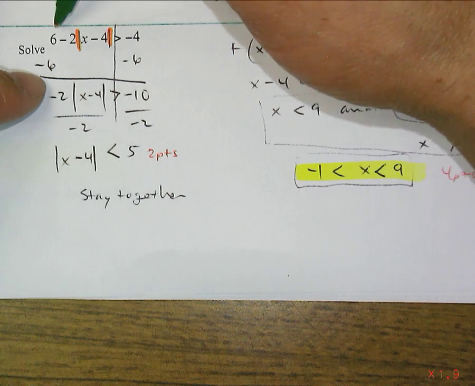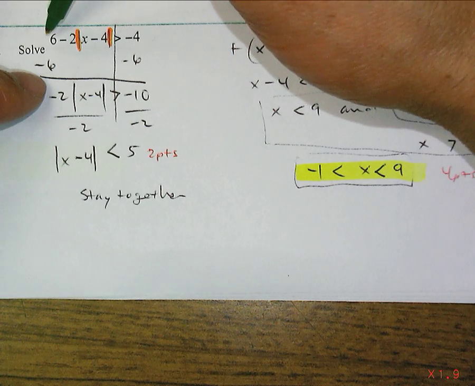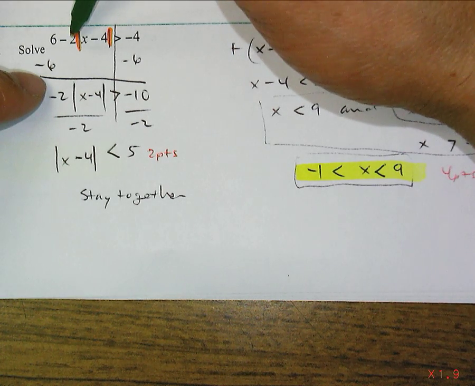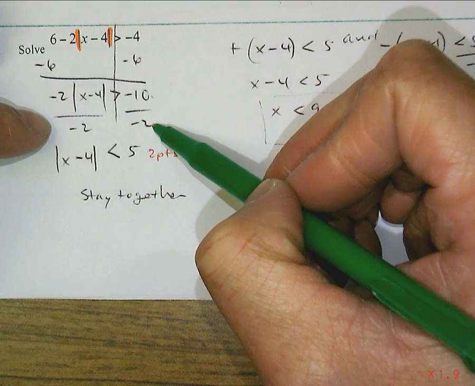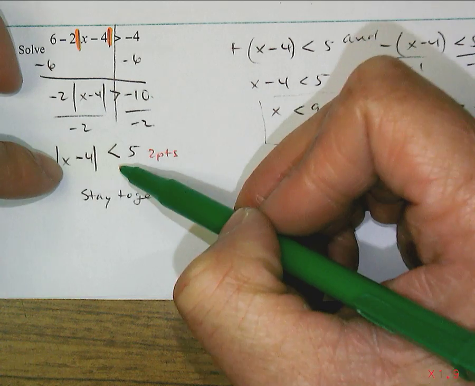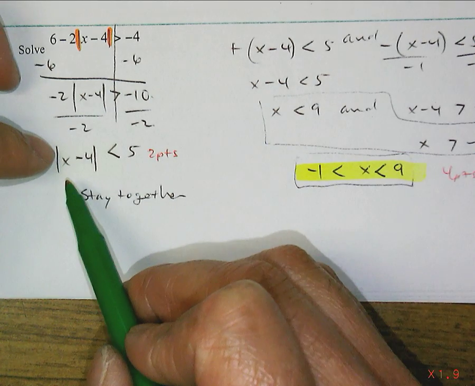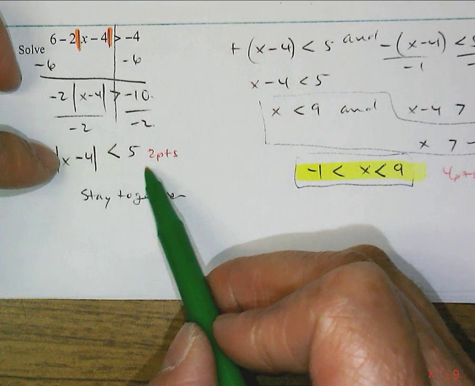Remember, look at the relationships. It's not 6 minus 2. It's 6 and then minus -2 times this expression. So subtract 6 first, then divide by -2. Remember, when you divide by a negative, make sure to flip the inequality sign. If you got absolute value of x minus 4 is less than 5, then I would have given you 2 points.